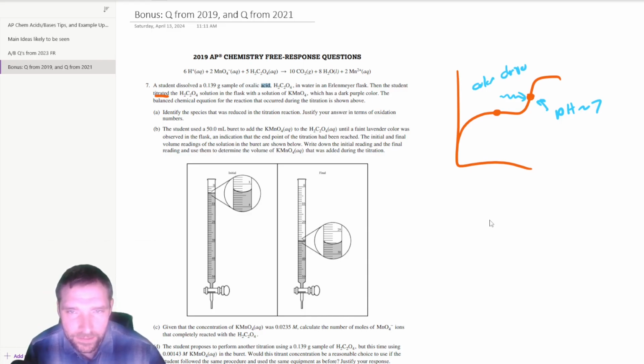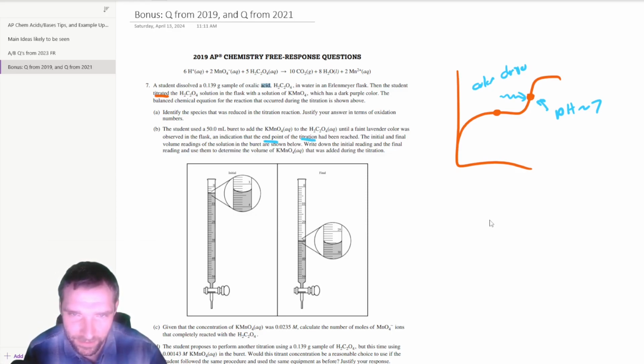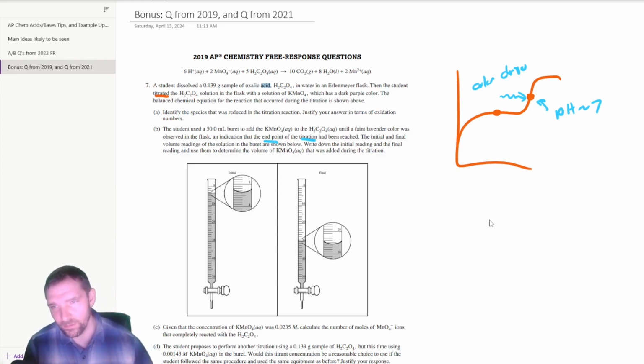So if we think about this, there's this lavender color that's being observed. And that's the end point of titration right here. So it's really important to recognize that we're talking about this end point, which is when the moles of the acid that are being titrated are equal to the moles of the base that are being titrated at the equivalence point.